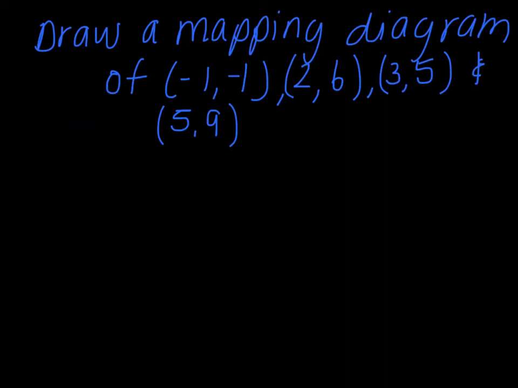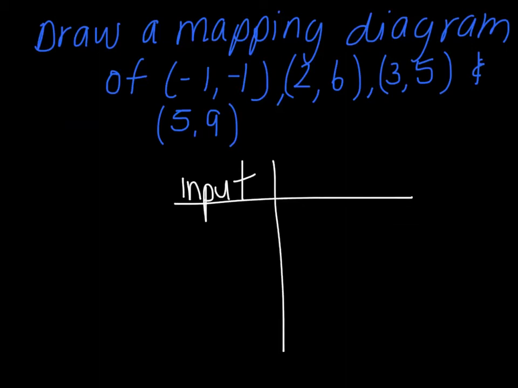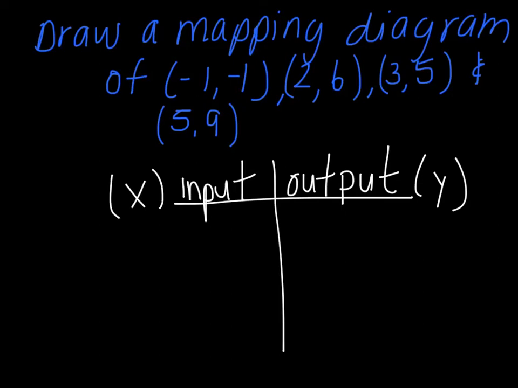So let's do an example. This question's asking to draw a mapping diagram of the following ordered pairs. So we want to draw an input-output table. And remember, output is Y and input is X. And we are going to list all the inputs and all the outputs. You want to list them in order. So we're going to start with -1, 2, 3, and 5. Those are all of our X's.